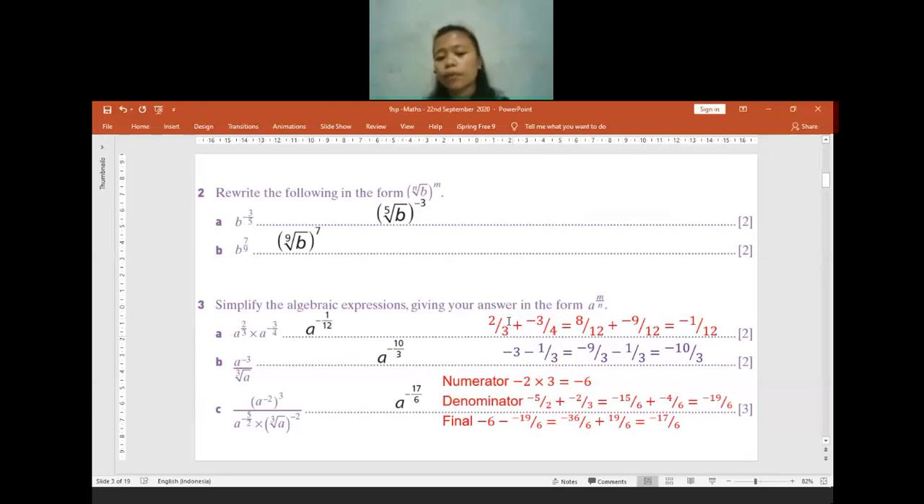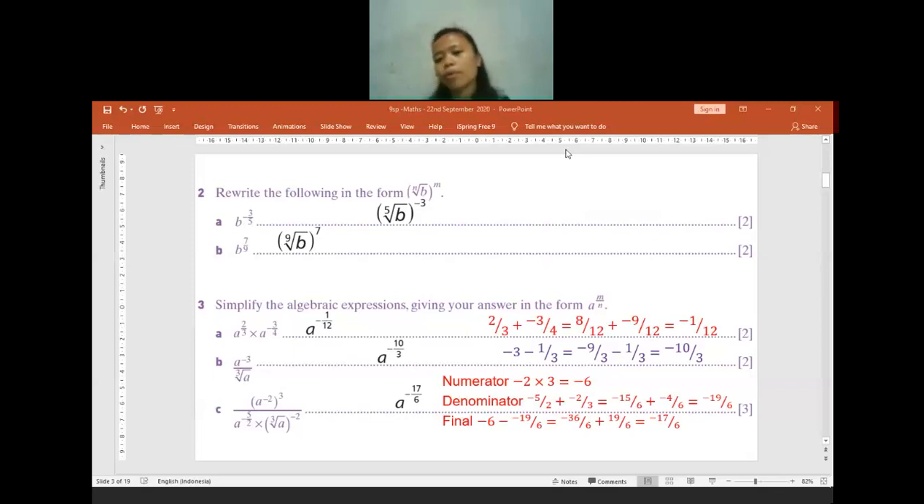Now, we have a multiplication. When we have a multiplication, we always add the power, when the base is already the same. We add the 2 per 3 and negative 3 per 4. I don't think you will have any problem adding the fractions. When you add fractions, you have to make sure the denominator is the same. That's why I make everything into 12 first. So it will be negative 1 per 12. So the final answer will be a to the power of negative 1 per 12.